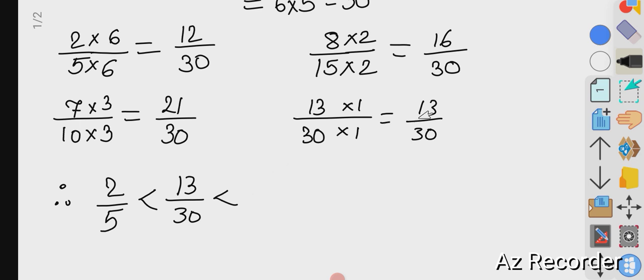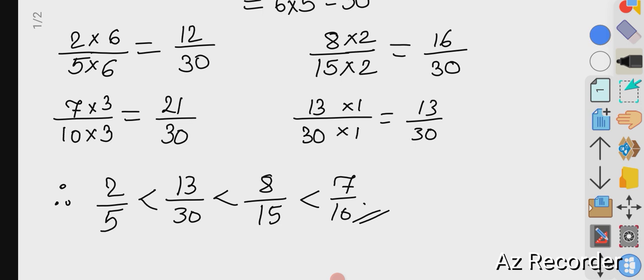Exactly, bigger than 13 is 16 upon 30. 16 upon 30 is originally what? 8 upon 15. And the biggest one is 21 upon 30, and it is originally 7 upon 10. So this is our final answer. We have arranged the given 4 rational numbers in the what? Ascending order.